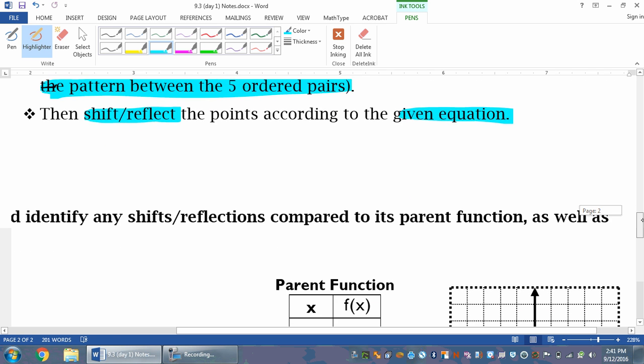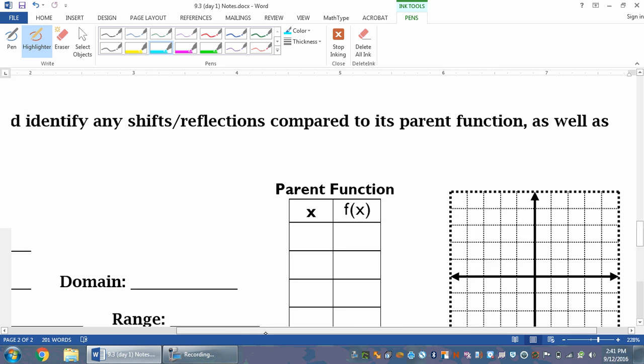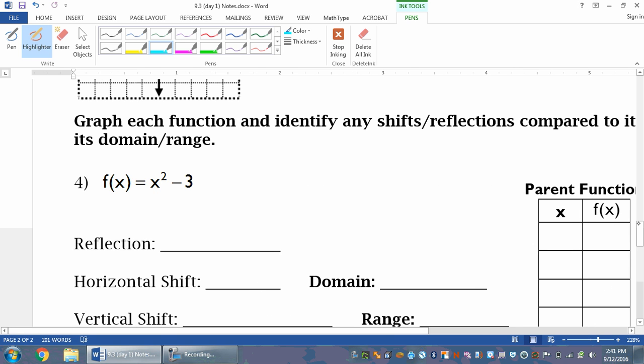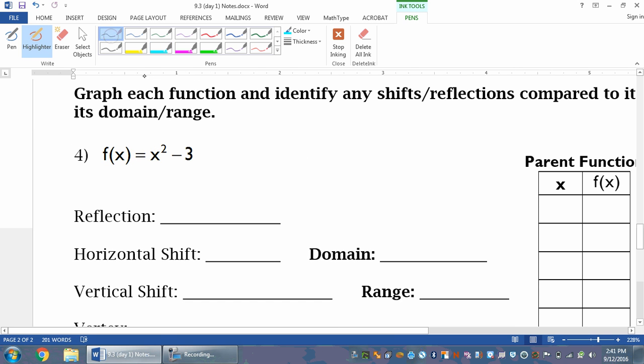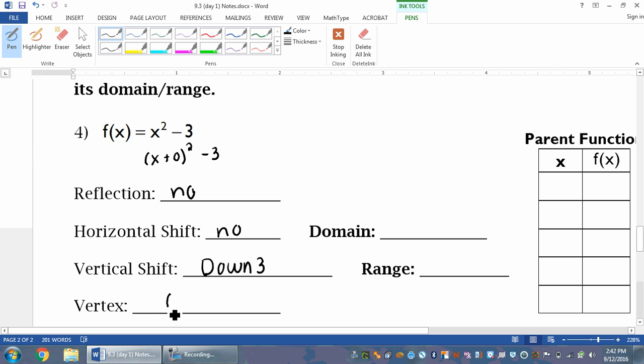All right, let's go ahead and figure out what we're going to be doing. First thing we're going to do is number 4. Is there a reflection? Hopefully you're saying no because there's no negative. Now look where the square is. Is there a parenthesis? No, because remember it's going to be x plus 0 squared minus 3. We write it that way. So you clearly see there's no horizontal shift. Is there a vertical shift? Yep, it is down 3 because it's minus 3. And my vertex is 0, negative 3.